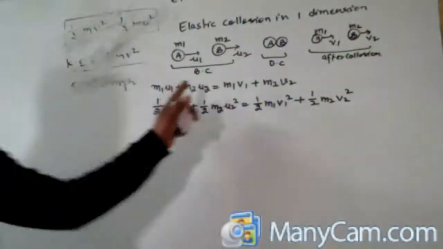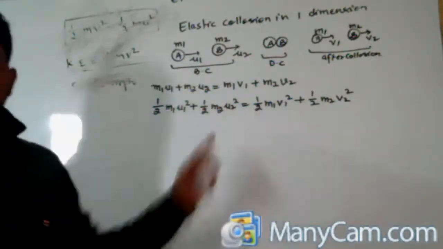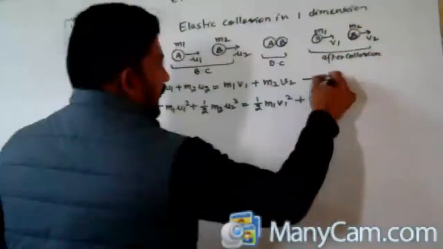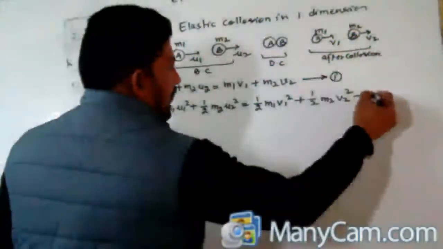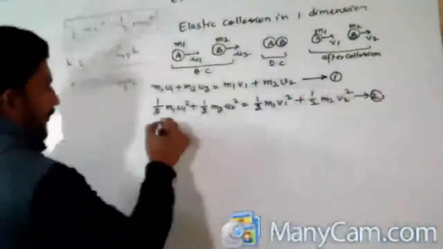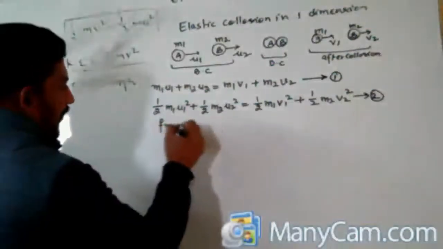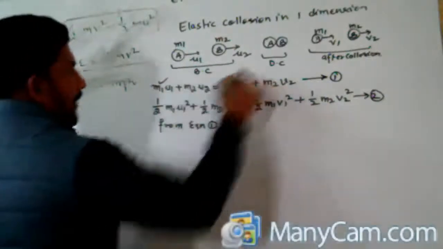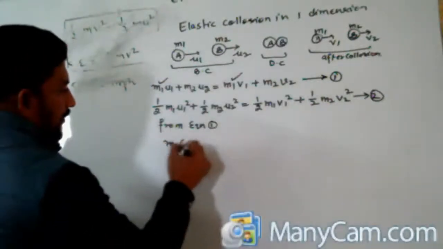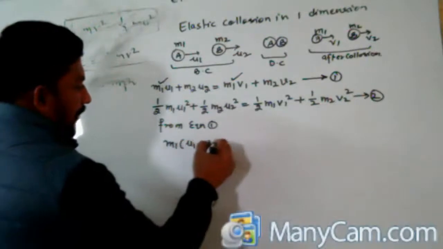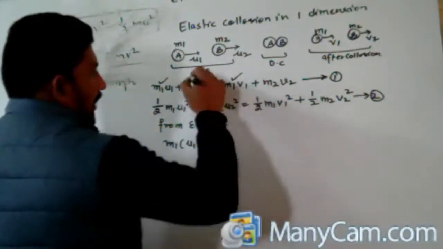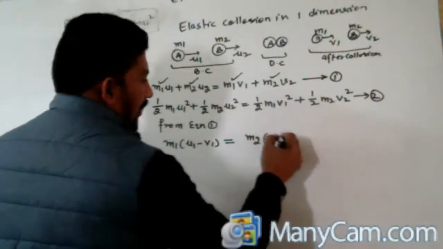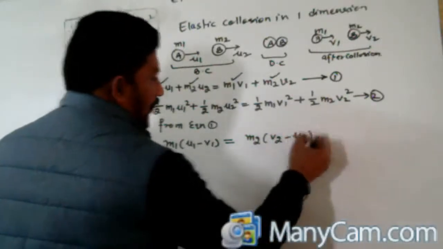यहाँ पे बेटा मैंने मोमेंटम लिखा and second one is your kinetic energy. Now we can consider this the first equation and this is your second equation. Now from equation 1, यहाँ से बेटा m1 remains common, so here is u1 minus v1, that is equal to the right side, बेटा m2 remains common, there is v2 minus u2.